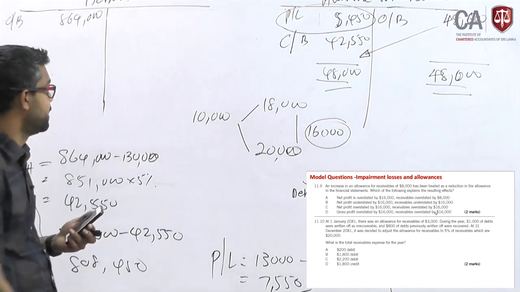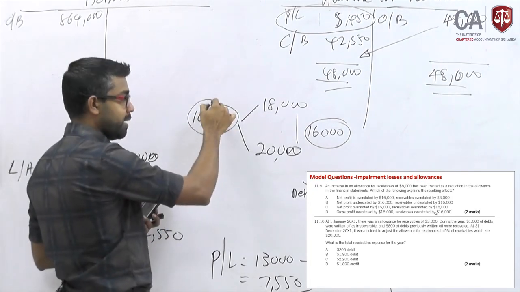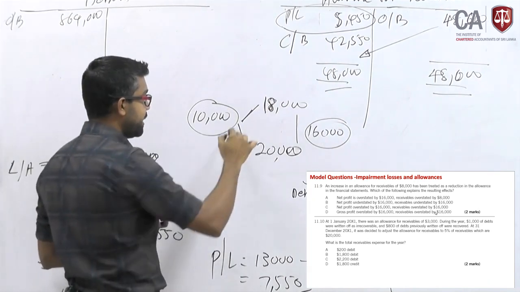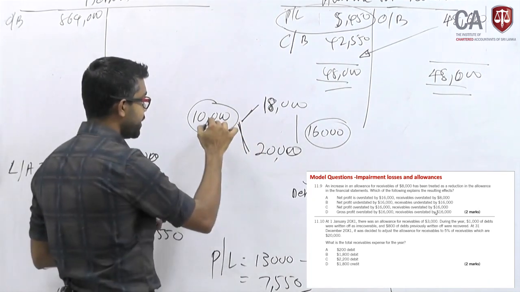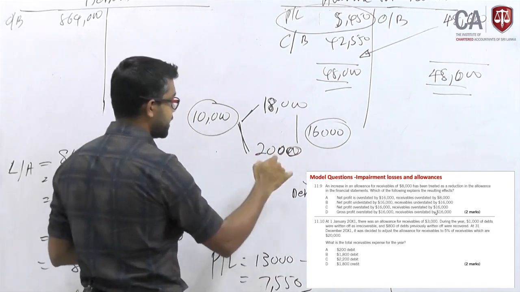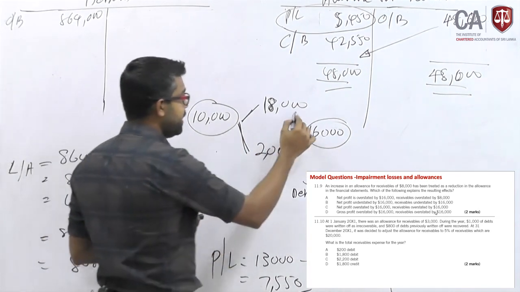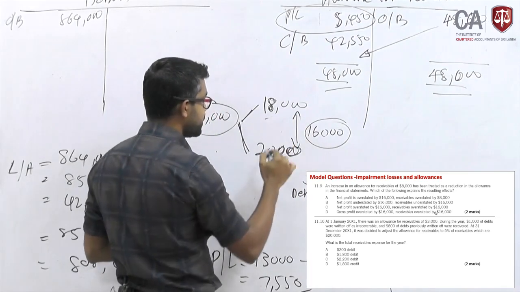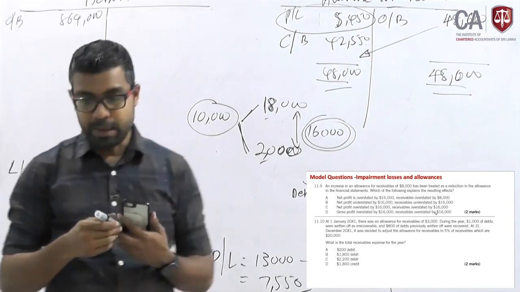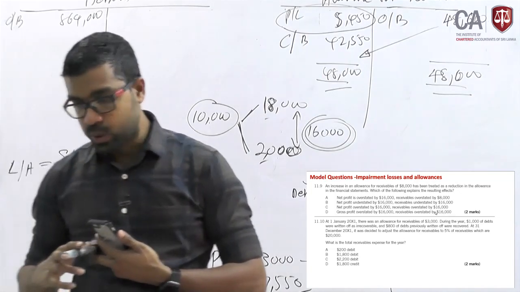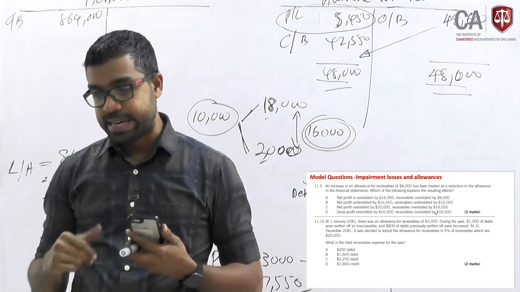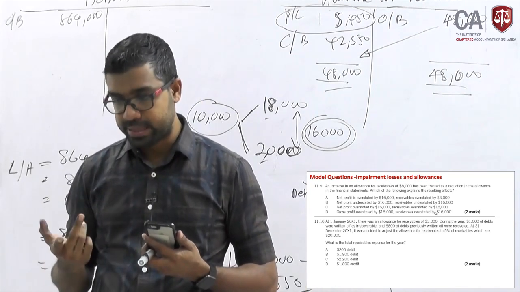Understand? Error correction. We had 10,000. It increases by 8,000, so it should be 18,000. But they have treated it as a reduction. So 10,000 minus 8,000, about 2,000 is now in the books. So what is the impact? 18,000 minus 2,000, 16,000. Net profit overstated. Yes, net profit overstated by 16,000.